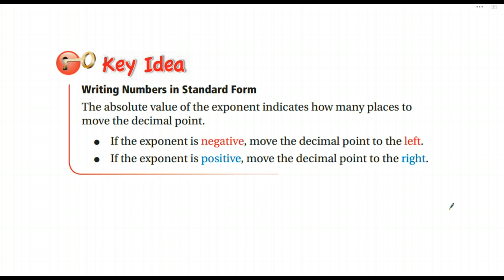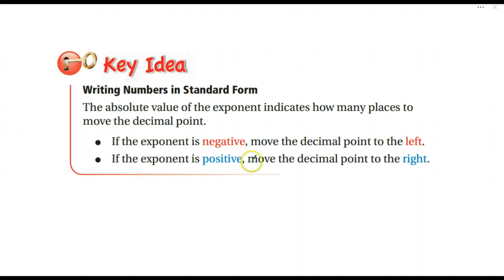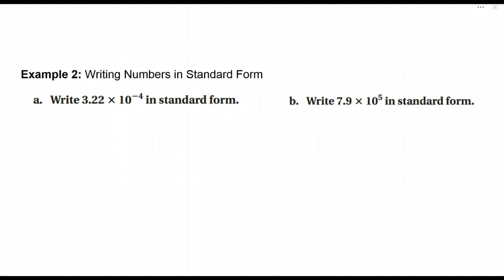So our second key idea is writing numbers in standard form. The absolute value of the exponent indicates how many places to move the decimal. If the exponent is negative, we move the decimal point to the left, and if it's positive, we move the decimal point to the right. It'll make more sense once we see an example.